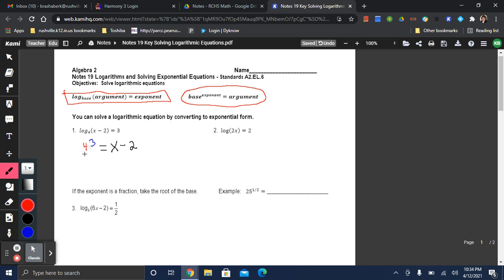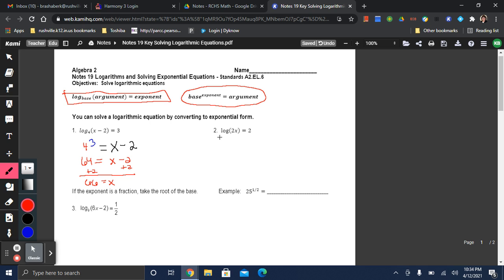So 4 to the third power is 64. And then that equals x minus 2. And then to solve for x, we will add 2 to both sides of the equal sign to give us 66 for our answer for x. So again, you're going to convert to an exponential equation when you have a log equation.